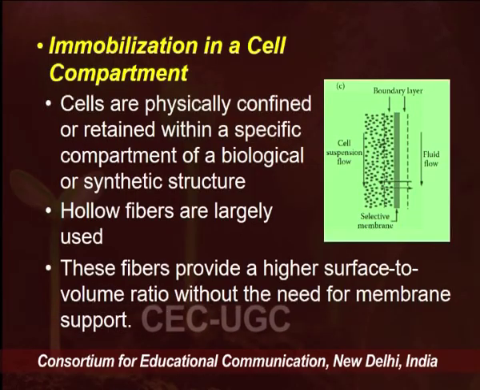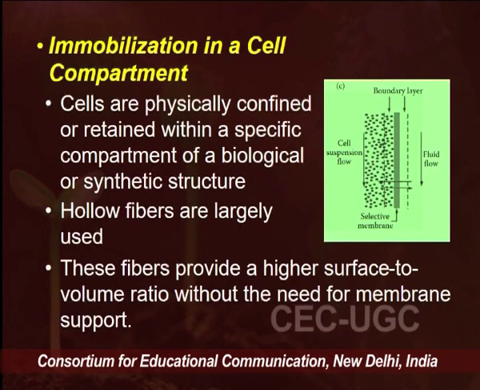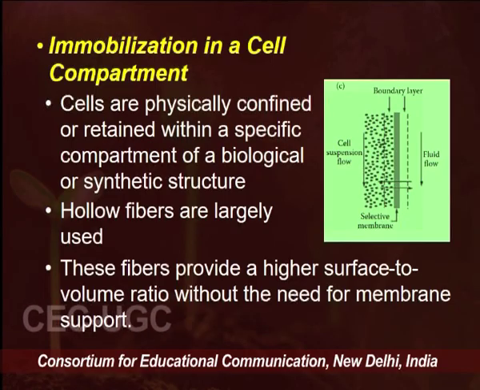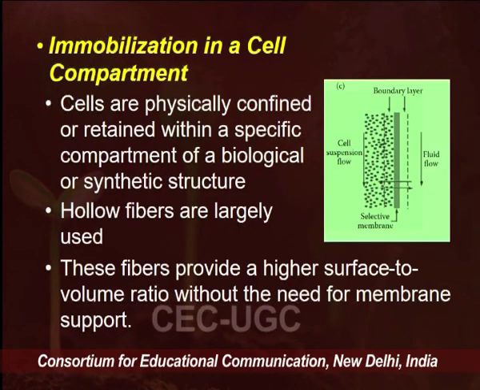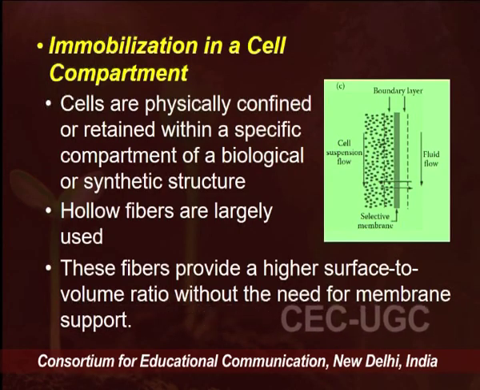Third one is the immobilization in the cell compartment, wherein we use a membrane to form a sort of compartment in the form of hollow fibers, and here the cells are immobilized. The major advantage of using these hollow fibers is that they provide a higher surface to volume ratio, thereby maintaining the cellular density within the entire system.